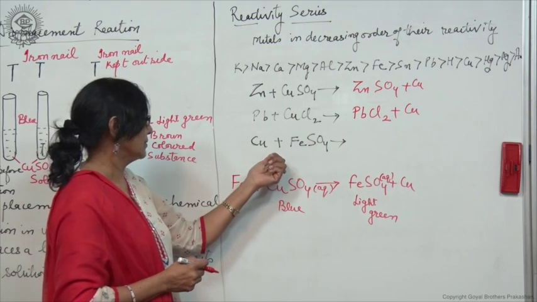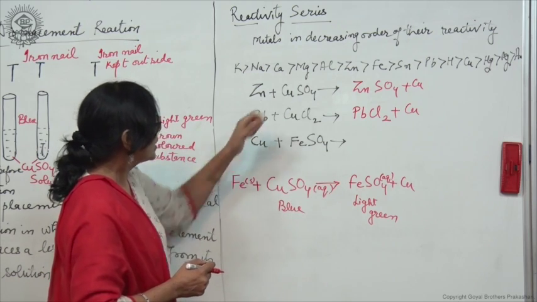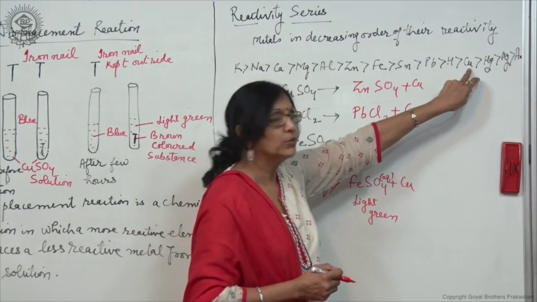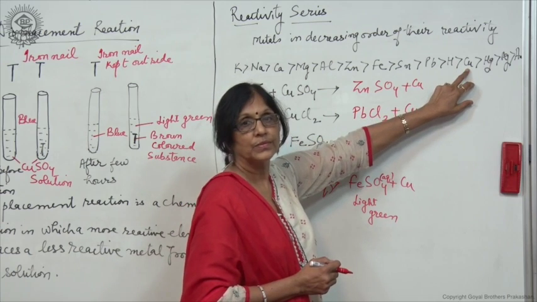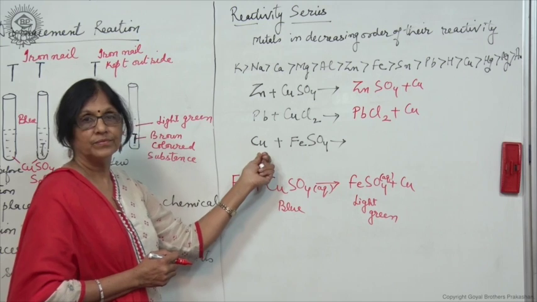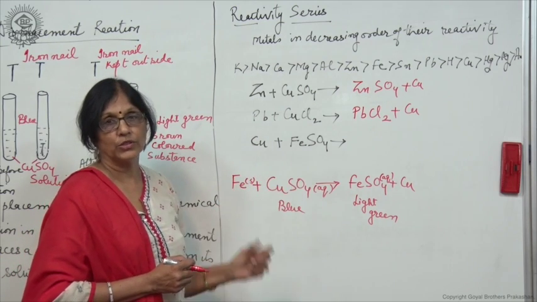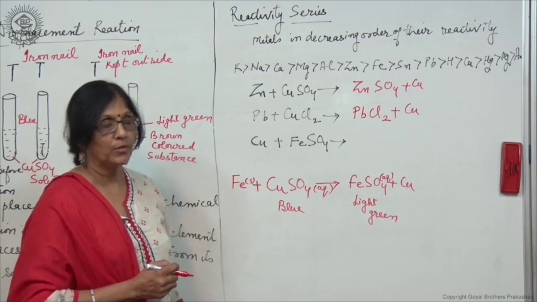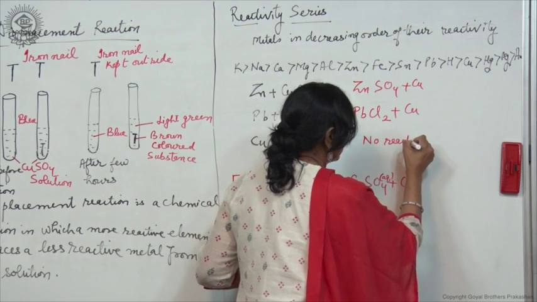Now, see the third reaction, Cu plus FeSO4. See the reactivity series again, but here you will find Fe is here and Cu is here in the reactivity series. Fe is more reactive than Cu, iron is more reactive than copper. Will this reaction occur? The answer is no. The chemical reaction will not occur, because a less reactive element will not displace a more reactive element from its salt solution. So, here no reaction occurs.